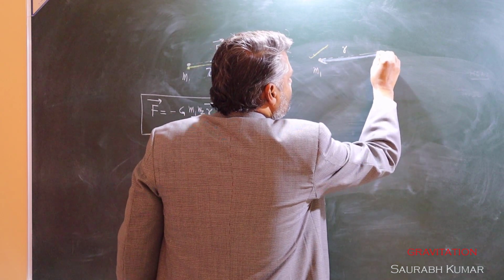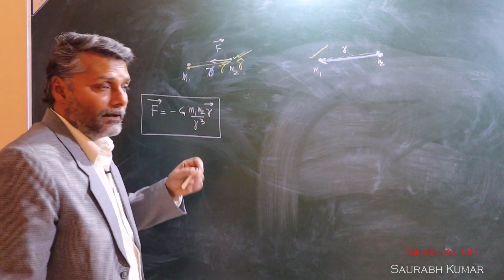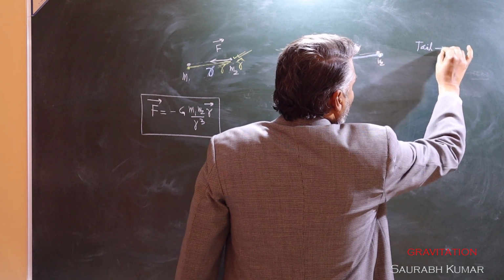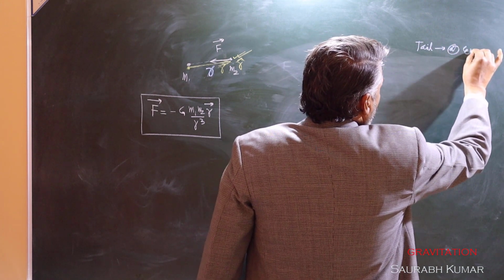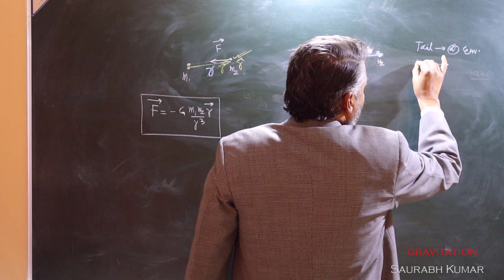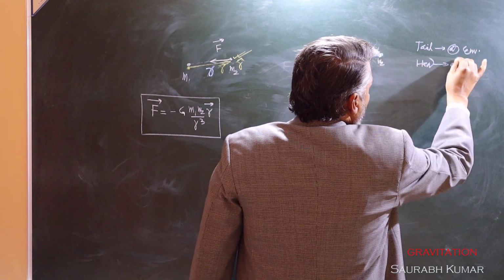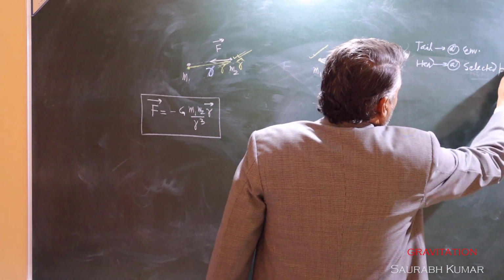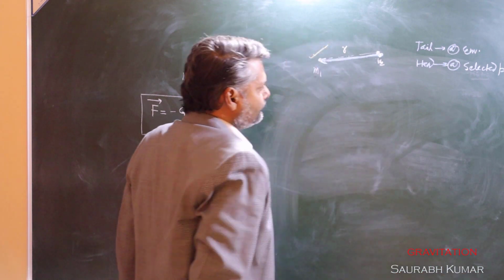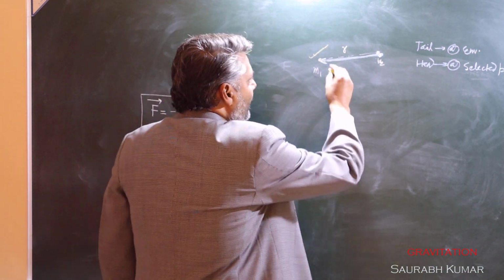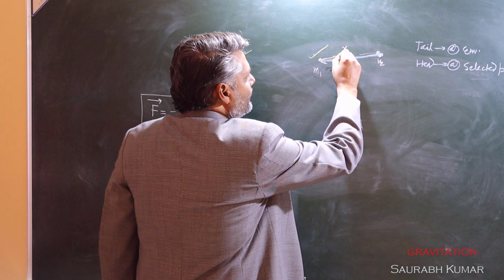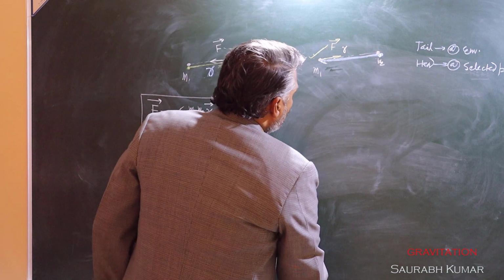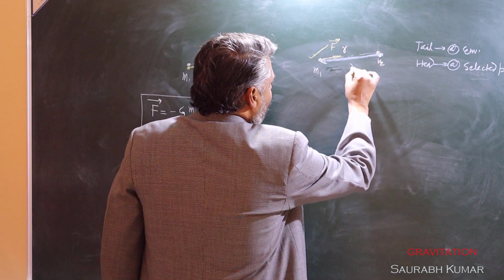Where is the tail? Tail is at the environment. Head is at the selected particle. And you know the direction of force here: along the line joining the two and attractive. So this is the force. Force and vector R. This is vector R.